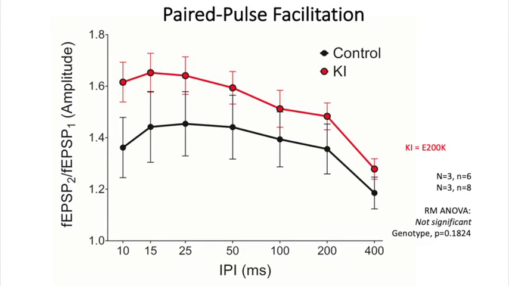At this stage, we only worked on 3 mice for each group, with 8 slices and 6 slices each. We do not see statistical significance, but the trend is very clear. So that's kind of promising for us.